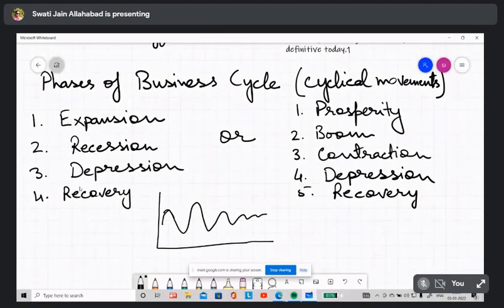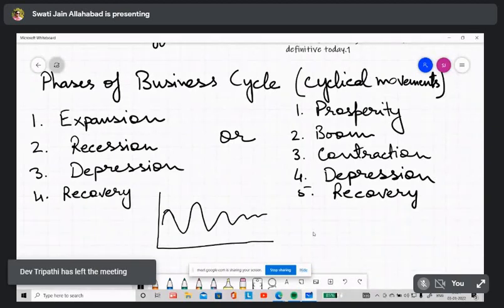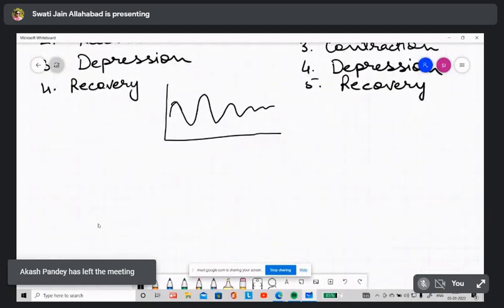We'll discuss all these four phases when we are talking about theories. We have, I guess, three theories to discuss: the Hawtrey theory of trade cycle, the Hayek theory of trade cycle, and the Schumpeter theory of trade cycle. When we talk about these theories, we'll discuss what expansion is, why expansion takes place, what contraction is, why contraction takes place, and what factors lead to any of these phases. But first, let us understand how you define the business cycle.